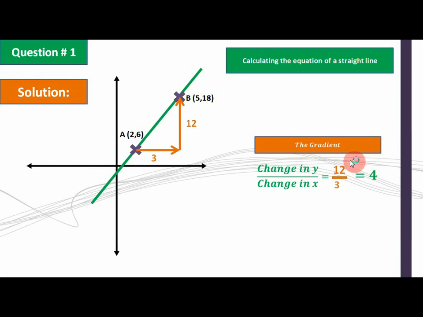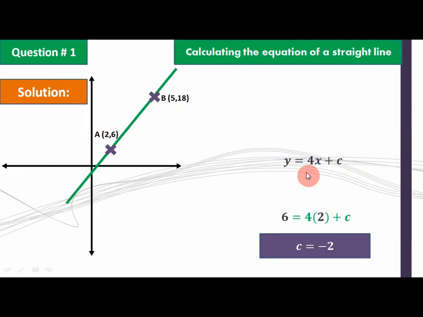Either you can also apply the formula y2 minus y1, 5 minus 2 is 3, and x2 minus x1, 18 minus 6 is 12. So you got the gradient of the line. Now we are going to find the y-intercept c. So we just put the gradient here, y equals 4x plus c.